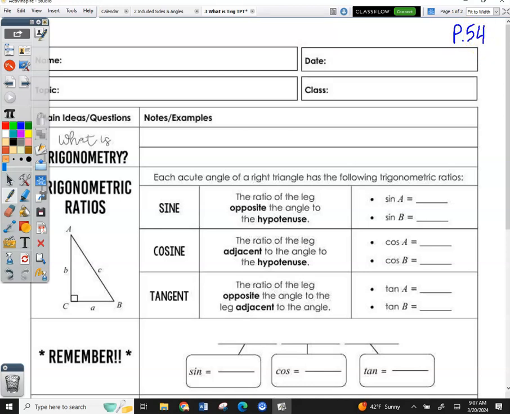Okay, this whole paper is presenting all of trig to you. I need you to know we're not starting with all of it. We're starting with only one of them. First of all, what is trigonometry? It's the study of triangles. We are only going to study right triangles, but trig does fall into other types of triangles when you get higher up. We are staying with right triangles.